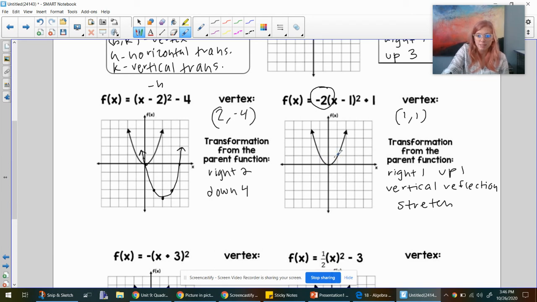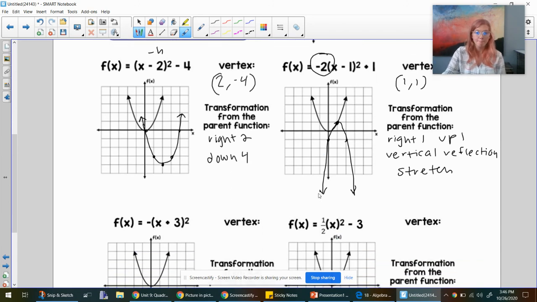So my new vertex is at 1, 1. I went right 1, up 1. I need to vertically reflect this and stretch it by a factor of 2. So I'm going to go ahead and make my new points. Next ones would be like way down here. So you can see from my new graph that I moved the vertex right 1, up 1. I flipped it upside down, that's the vertical reflection, and I made it narrower.